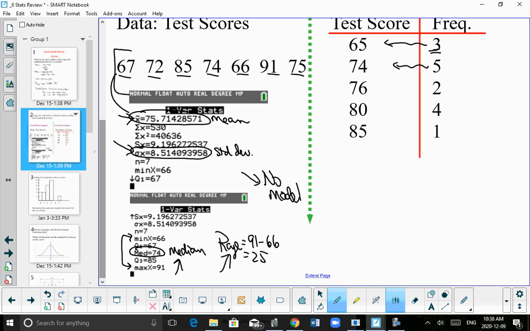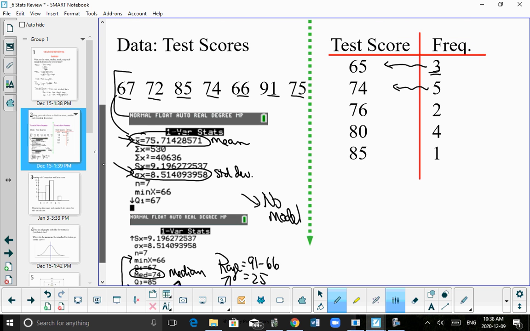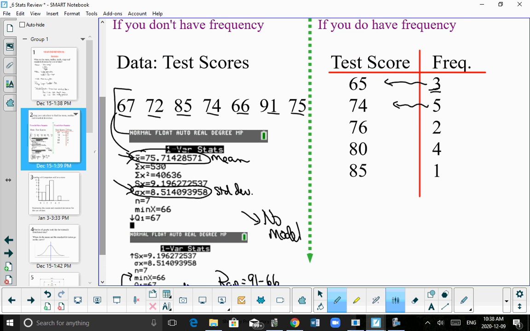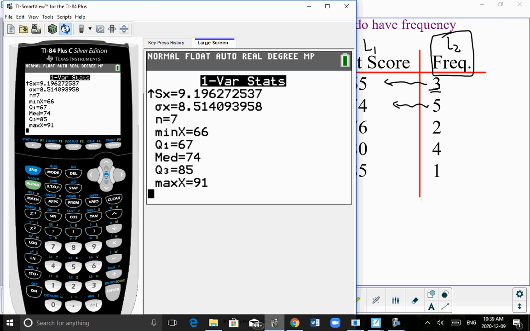Okay, now for the second one here, we have to enter in a frequency. So when we have frequency data, the frequency has to go in list 2. It always goes in list 2. So make sure that however your data is given to you, you always put the frequency in list 2. And frequency, again, just means how many times that data value appeared within your sets. So we're just going to clear that out.